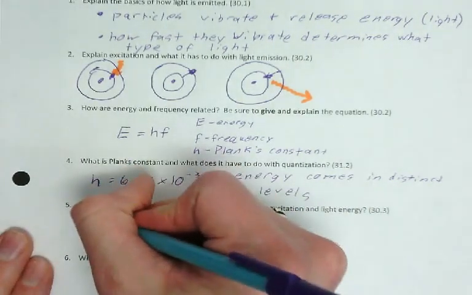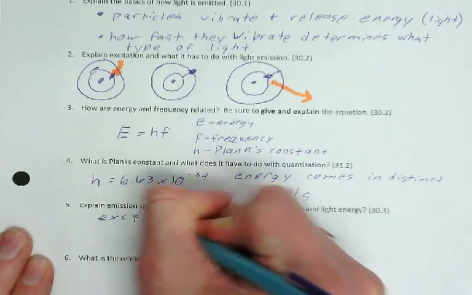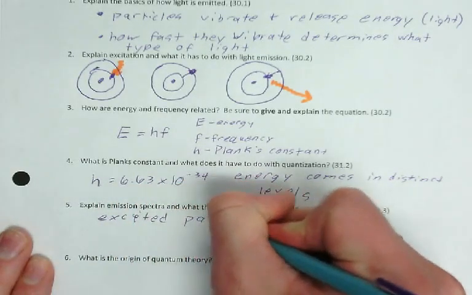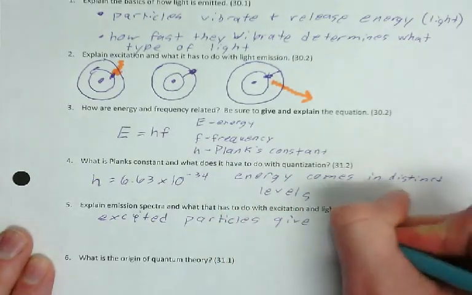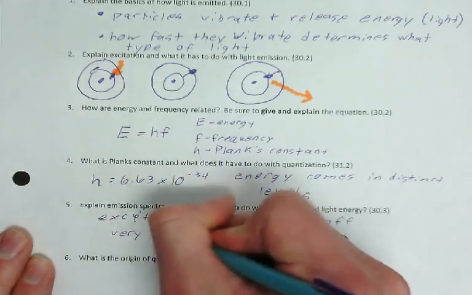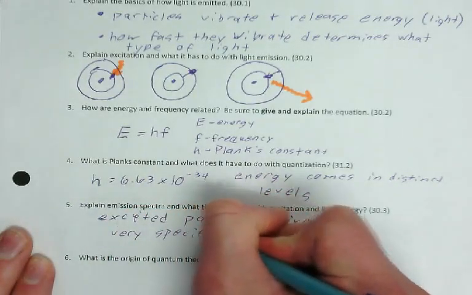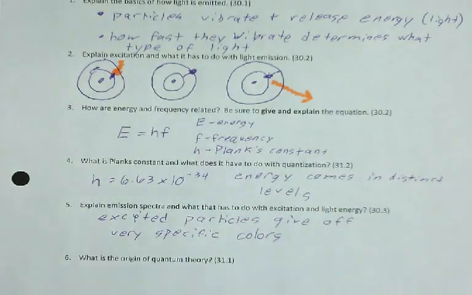So excited particles give off very specific colors. And it has to do with how many electrons they have, how much energy they have, what their energy level values are. It's based off a lot of complicated things, but that's the basics.